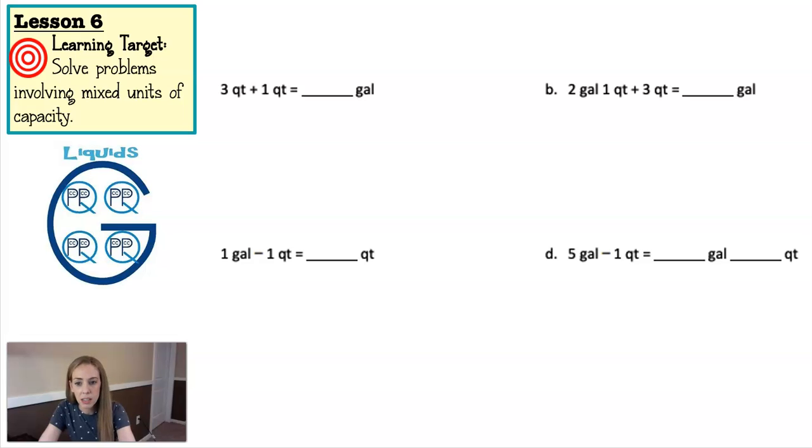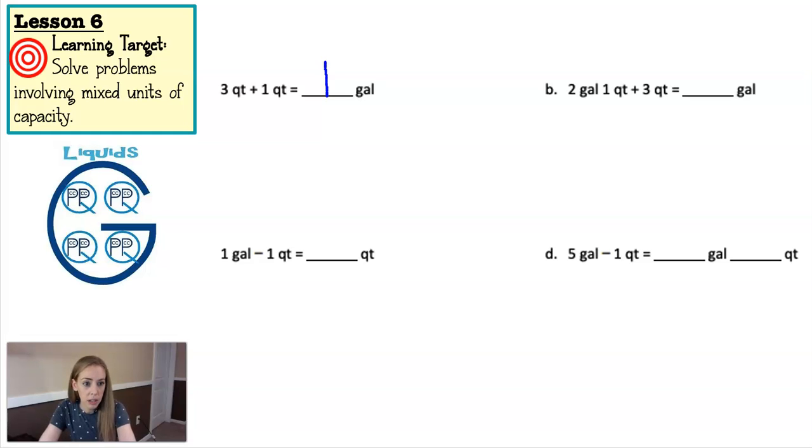Anytime you see capacity, we're looking at the big G, measuring liquids. So for this one, it's just saying if I have 3 quarts and 1 more quart, I would have 4, which we know for gallons just equals 1 gallon. Okay, they're starting you off easy.